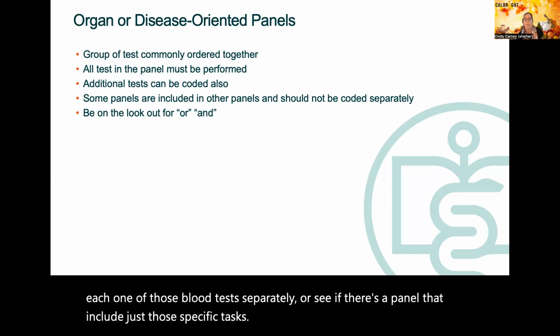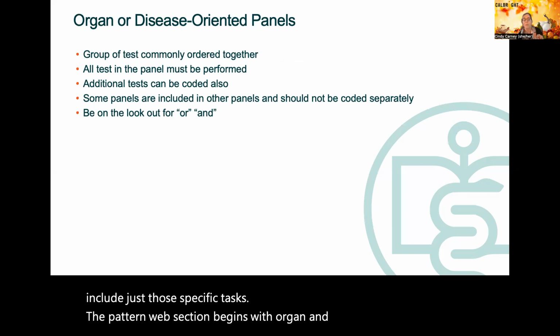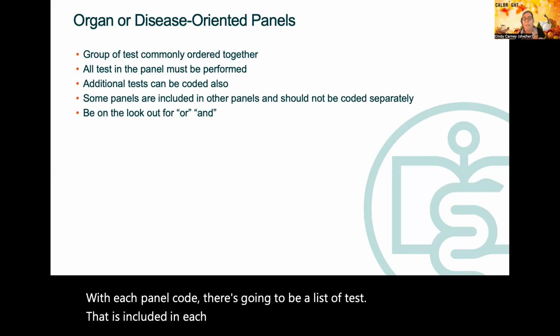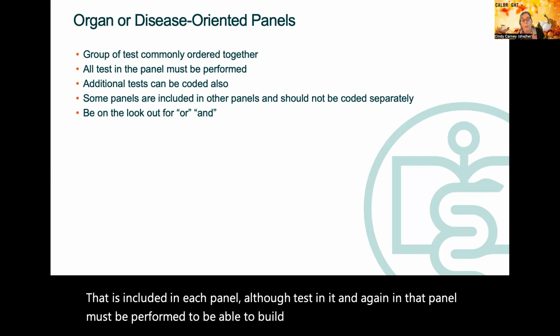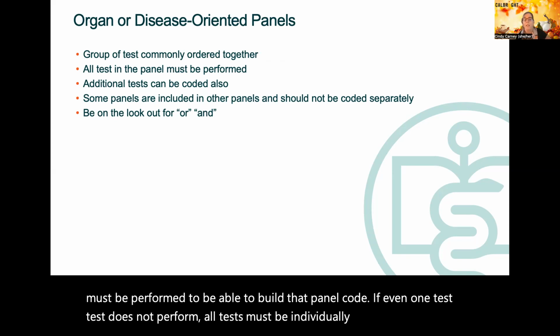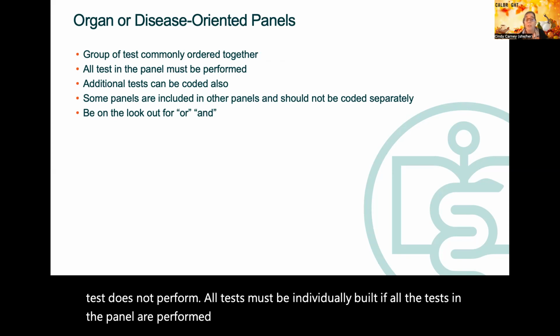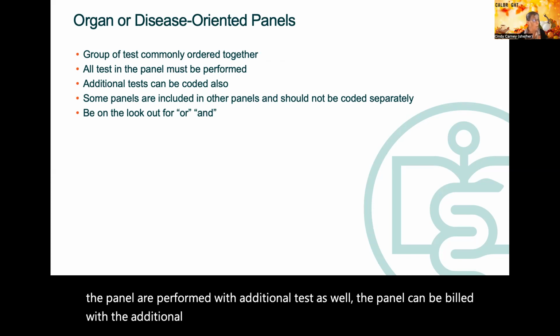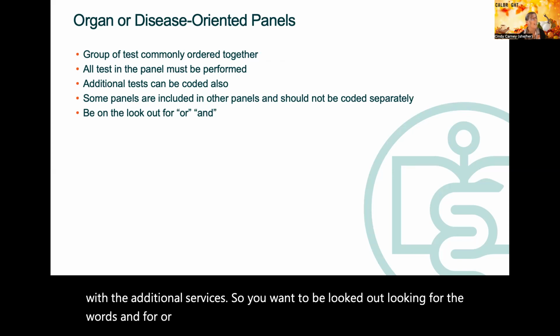The Path and Lab section begins with organ and disease-oriented panels. With each panel code, there's going to be a list of tests that is included in each panel. All the tests in that panel must be performed to be able to bill that panel code. If even one test is not performed, all tests must be individually billed. If all the tests in the panel are performed with additional tests as well, the panel can be billed with the additional services. So you want to be looking for the word and, or the word and.